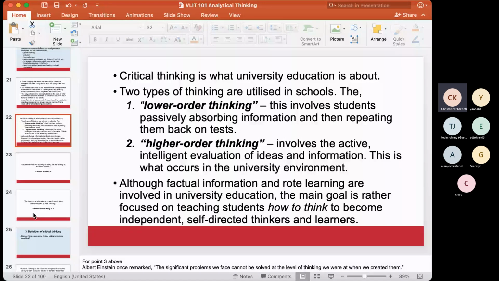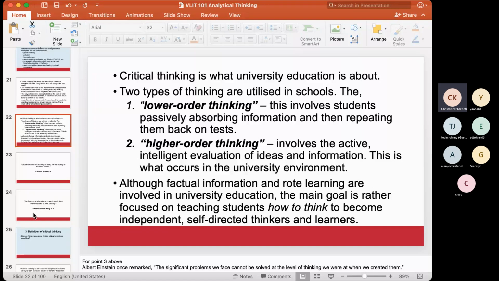What it also means is, yes, it is true that we use rote learning in a university, but that is not where the focus is. University education is about teaching students how to think, to become independent, self-directed thinkers and learners. So when you complete university, you don't say you haven't gotten a job, so you should join a graduate unemployed association. You can't do that. It will go against you. Right, so these are the things that we have to look at.